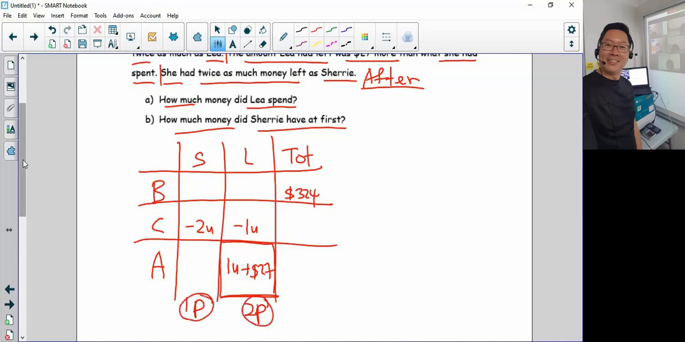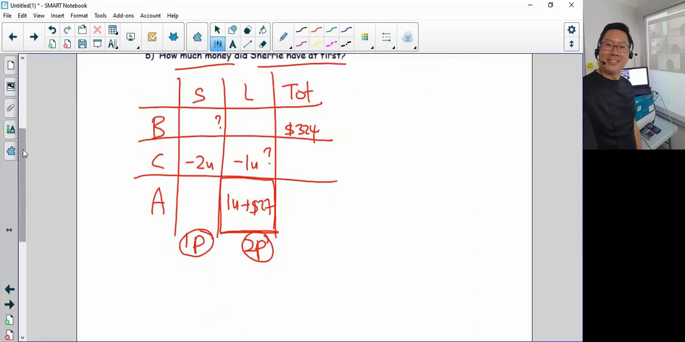The after. Okay, so how much money did Leah spend? So your question mark. And how much money did Sherry have at first, which is the second question mark. Finish. That's a table. Yeah, no solving, not yet. Just put numbers inside. Once you've done the table already, everything is all done nicely, then we don't have to look at the question. And then we look at the table and see a few things to learn.